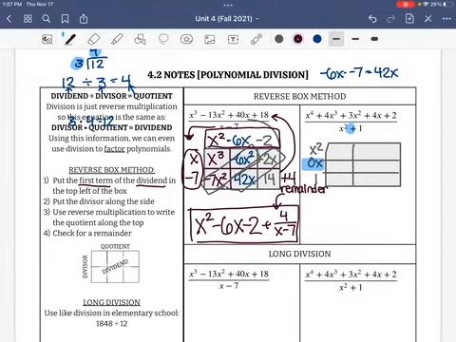Then I'm going to do the same thing I did on the last one, where I put the first thing inside. And then I ask myself, x squared times what is x to the 4th? X squared.